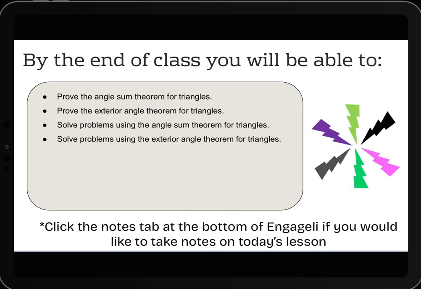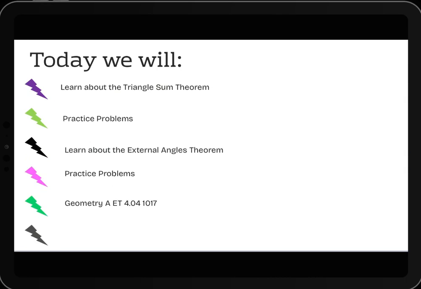Today, what we're going to do is prove the angle sum theorem for triangles and prove the exterior angle theorem for triangles. Then we're going to solve problems using the angle sum theorem for triangles and solve problems using the exterior angle theorem for triangles. Specifically, we're going to learn about the triangle angle sum theorem, practice problems, learn about the exterior angle theorem, and practice problems, and then we'll refer to the exit ticket as well.